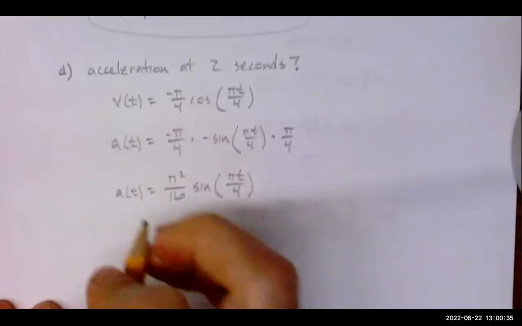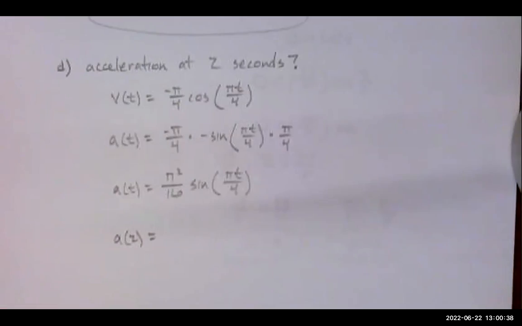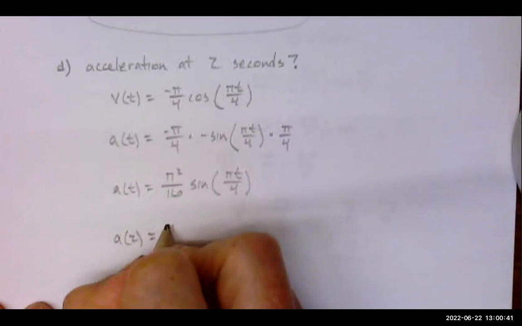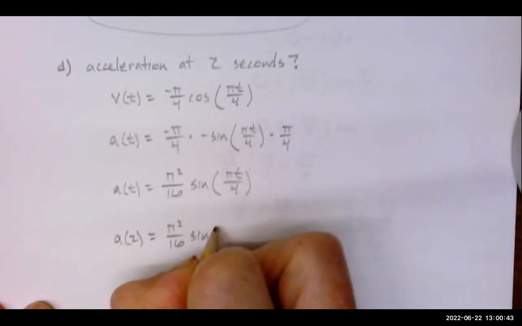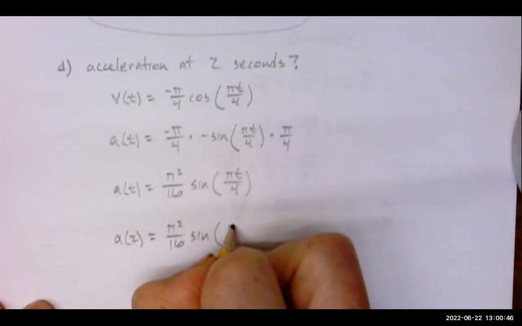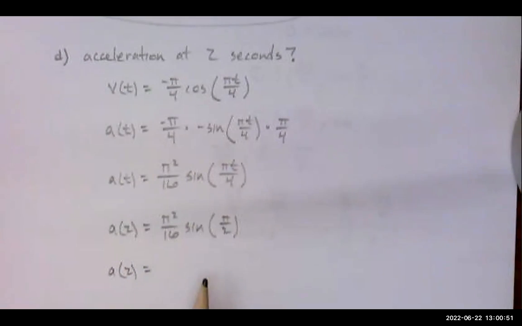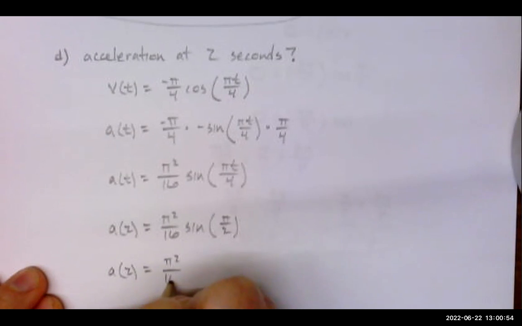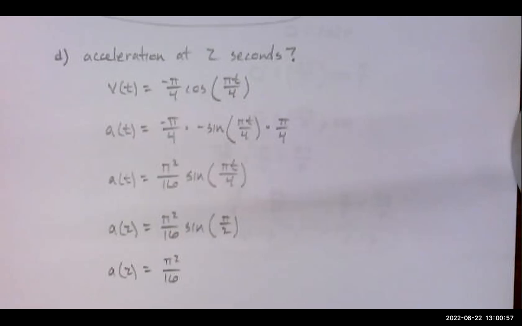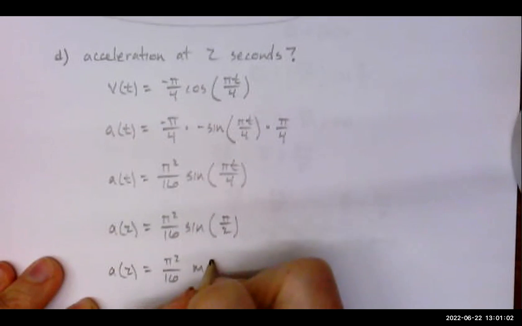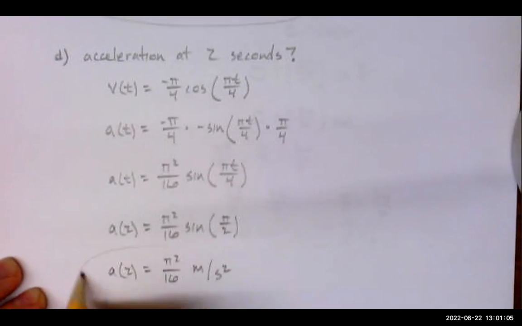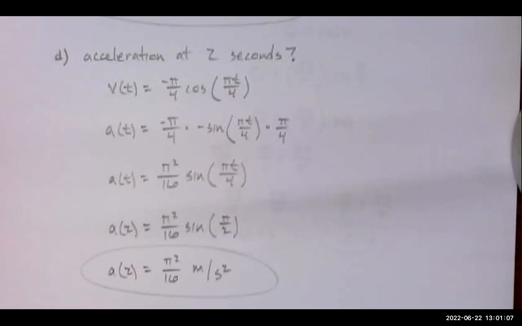And we want to know the acceleration at 2 seconds. What will we have here? Pi squared over 16 sine, plugging in 2 would give us pi over 2. Sine of pi over 2 is 1. So pi squared over 16. What would be the units here for acceleration? It turns out it's meters per second squared. Meters per second per second. There you go. Pi squared over 16.